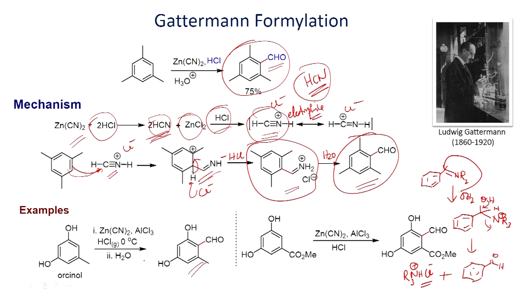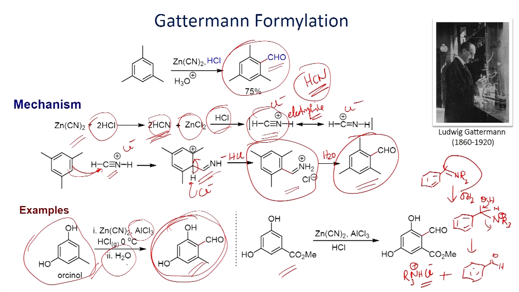Here another example shown here, and if you compare the Gattermann-Koch reaction and this one, we have seen that you cannot use phenol as a substrate because, like phenol or aniline, they can readily undergo reaction with Lewis acid, and you do not get the formylation product. Under these conditions, you can use the hydroxy compound, for example, this orcinol can readily undergo reaction to give this aldehyde as the product. This reaction has been carried out using the combination of zinc cyanide and hydrochloric acid in the presence of aluminum chloride at 0 degrees Celsius. The imine salt, whichever you generate, can be hydrolyzed using water to give this aldehyde as a product.